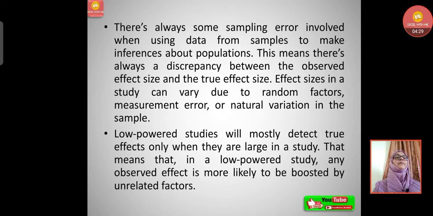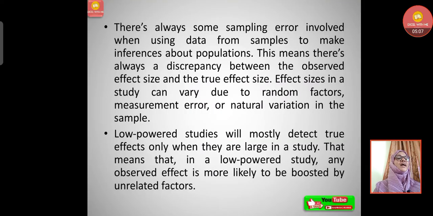There's always some sampling error involved when using data from samples to make inferences about populations. Obviously, this means there's always a discrepancy between the observed effect size and the true effect size. Effect sizes in a study can vary due to random factors, measurement error, or natural variation in the sample. Now, low-powered studies will mostly detect true effects only when they are large. That means that in a low-powered study, any observed effect is more likely to be boosted by unrelated factors.